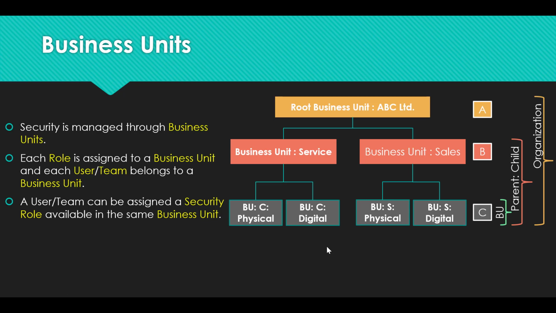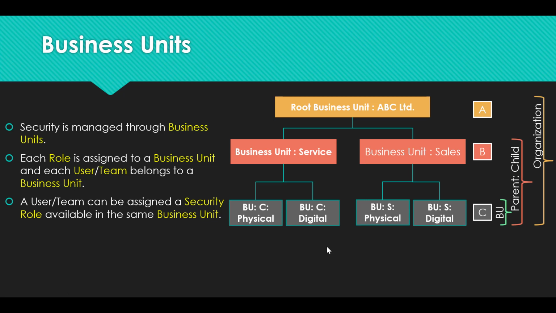If you have provided the user the access to level B, it's a parent-child access level. So for example, if you have provided the user access to business unit service, he will be able to perform all actions under service and the physical service as well as the digital service. But the user of service cannot access the sales data.